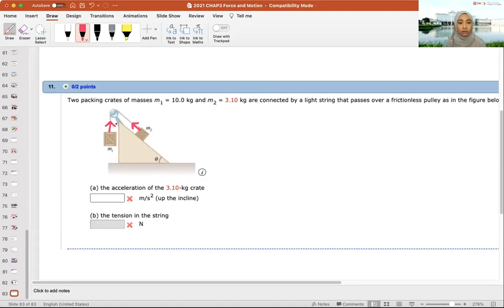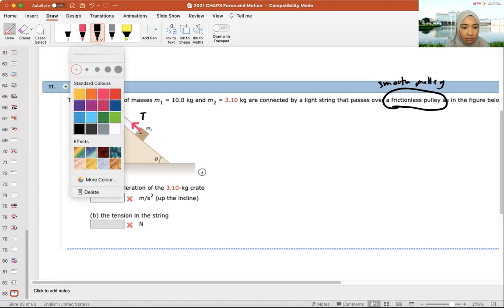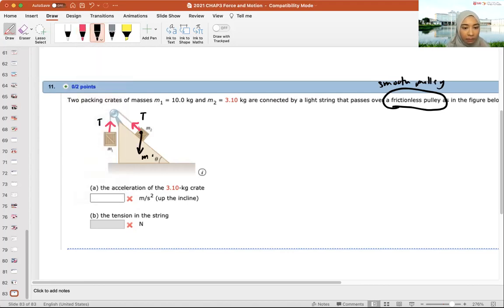Are the T equal or not? Yes. Why should it be equal? What's the keyword here? Oh, frictionless pulley. This is the keyword. When you see a frictionless pulley or a smooth pulley, it means your tension on both sides will be the same. Kena ingat this keyword. So tension is going to be the same on both sides. And then we have our gravity, macam biasa. mg over here, and mg over here.